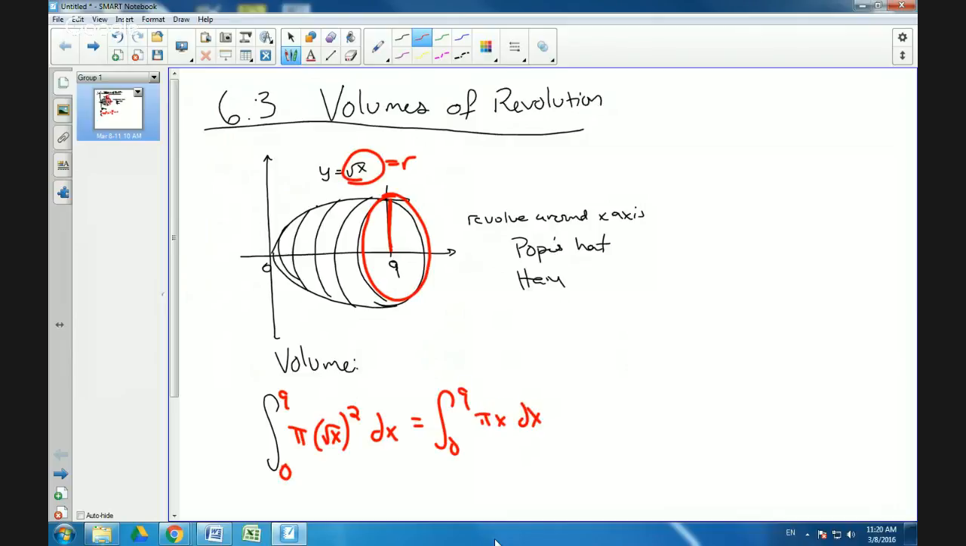I want you to calculate that value right now. This is part of that practice we need. So go ahead and run that integral through on your paper. You can leave it in terms of pi, that's fine.